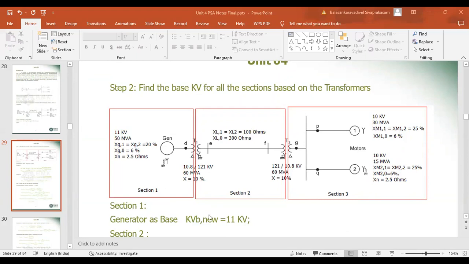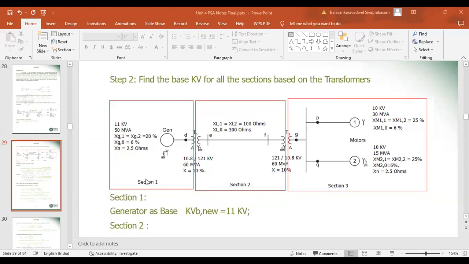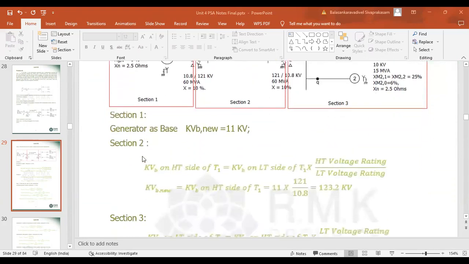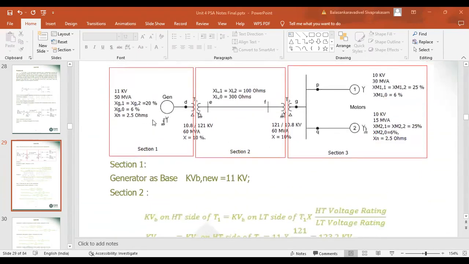Now for each and every section, we have to calculate the new kVB. For the first section, since the generator values are chosen as base values, the kVB new remains the same, that is equal to 11 kV.